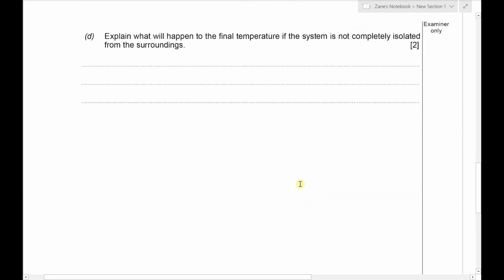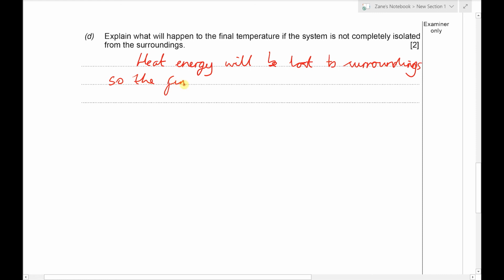Finally, we've got to explain what will happen to the final temperature if the system is not completely isolated from the surroundings. Well, the idea here is that some heat energy will be lost to the surroundings. So the final temperature will be lower. If you like, less heat energy has gone into the vegetables, so therefore they can't be quite at as high a temperature as we were expecting.